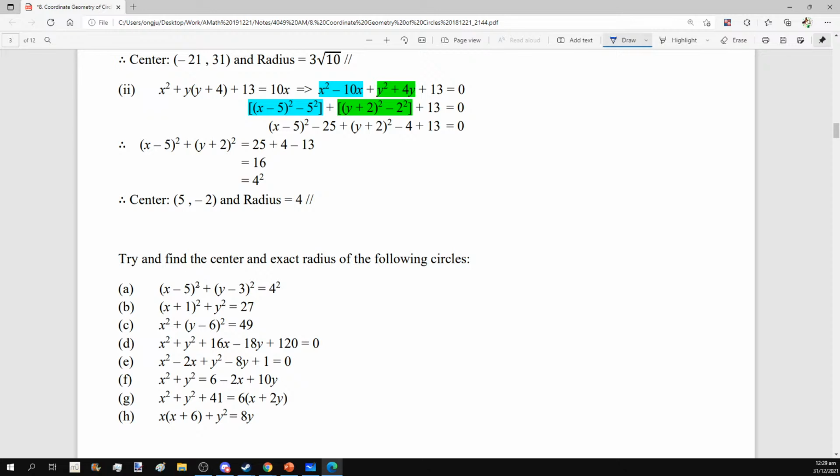So for the first one, for example, this is a triviality because it is already in the bracket shape. So we know for a fact that the center will simply be 5, 3, and that the radius will simply be 4.